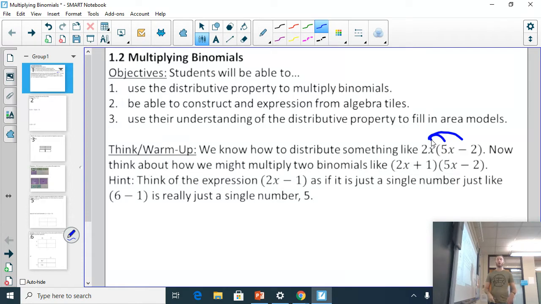So binomials are a term or an expression that has two terms in it, right? So that has 2 and that one has 2. So how would we multiply something like this?